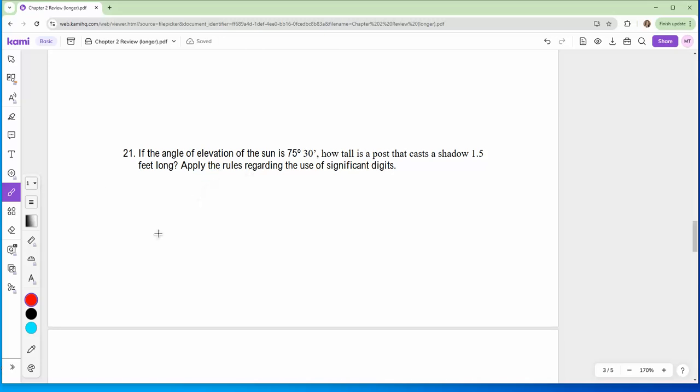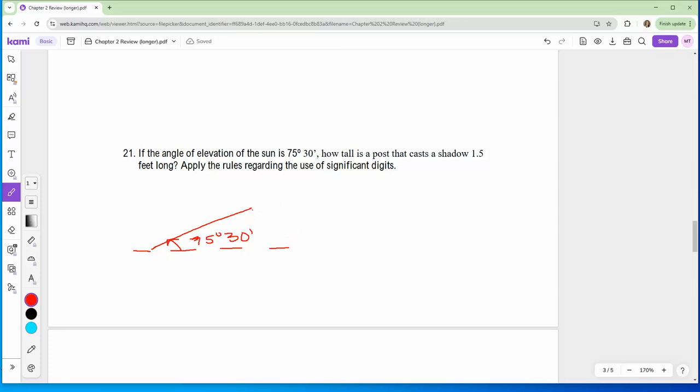Angle of elevation of the sun. So elevation starts at a horizontal line and is going up for elevation. So that is 75 degrees, 30 minutes. How tall is a post that casts a shadow 1.5 feet long?